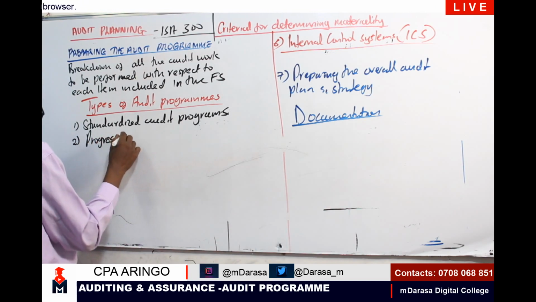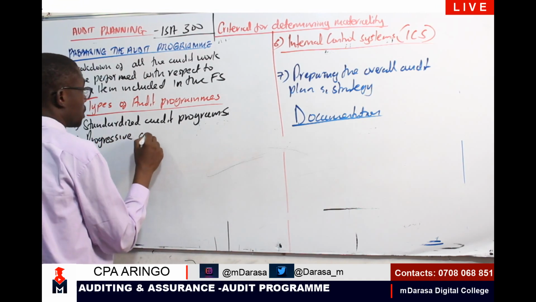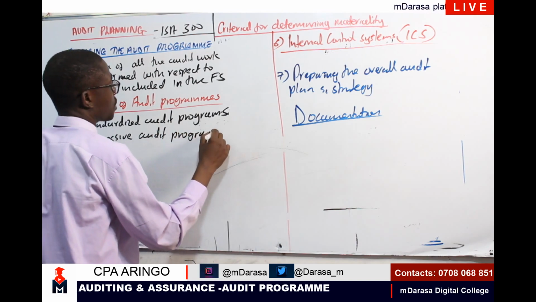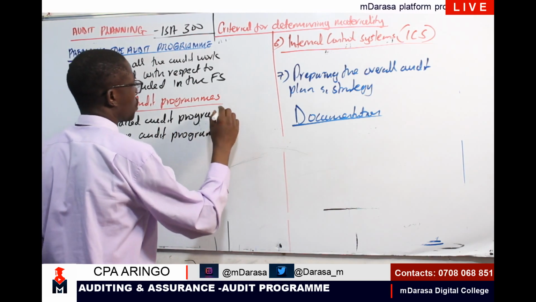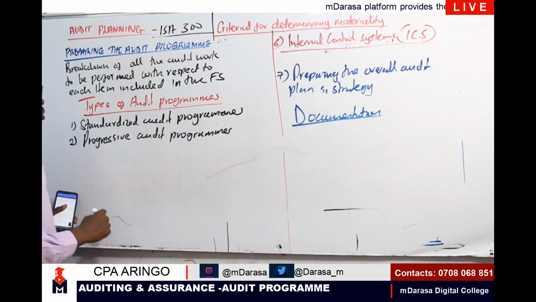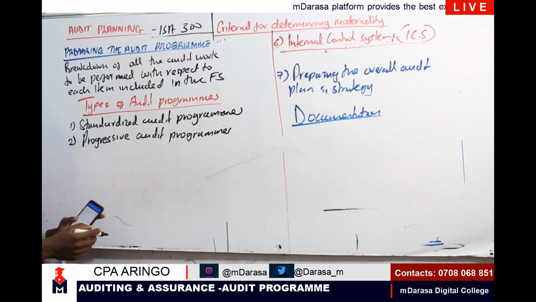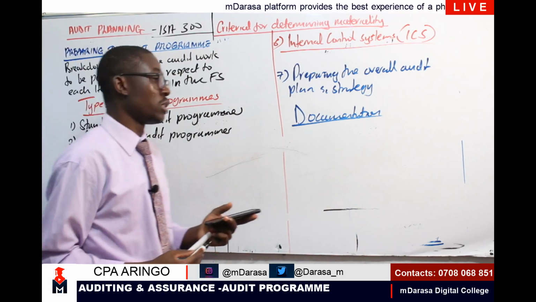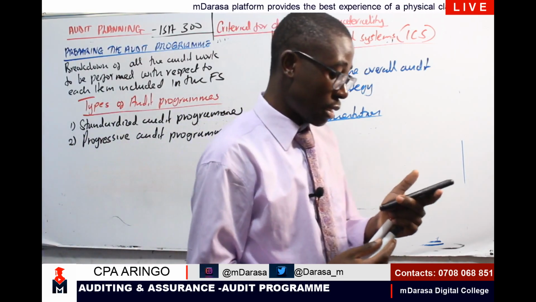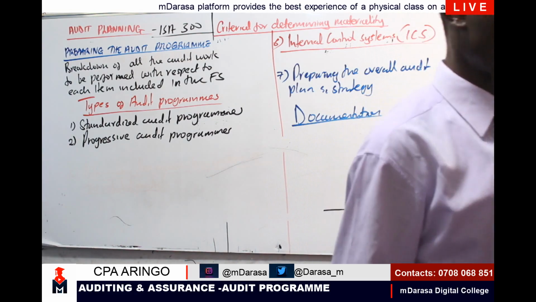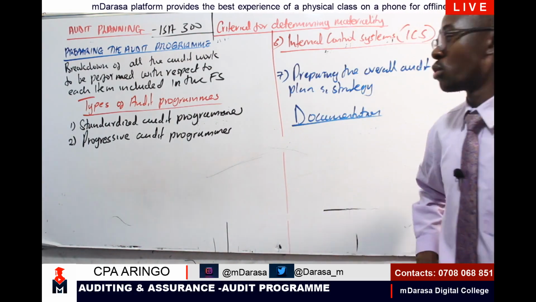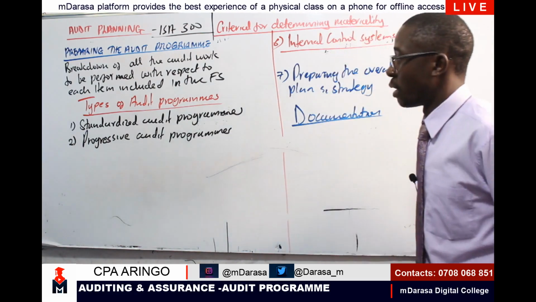Progressive audit programs. Basically, this is what we're talking about, right? So these are the types of audit programs that we'll be talking about: the standardized audit program as well as the progressive audit programs.